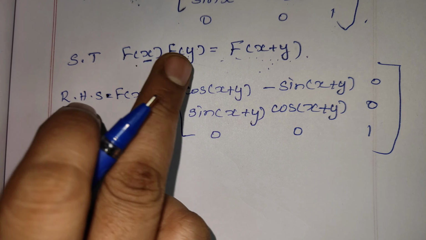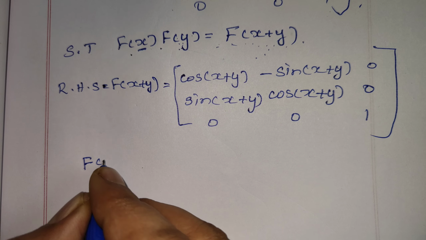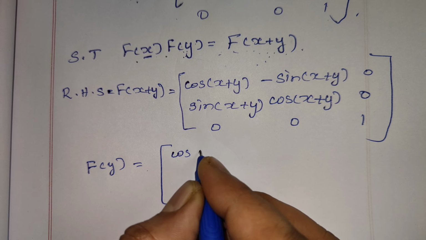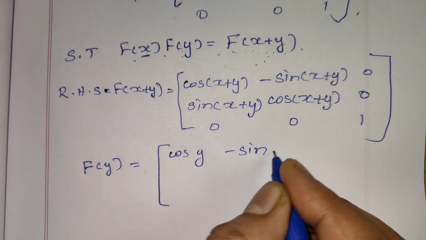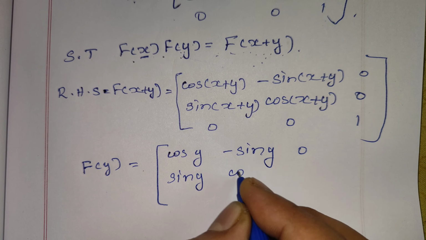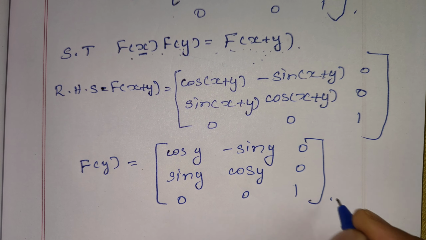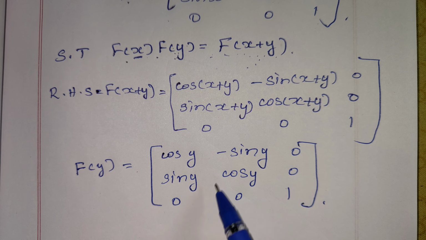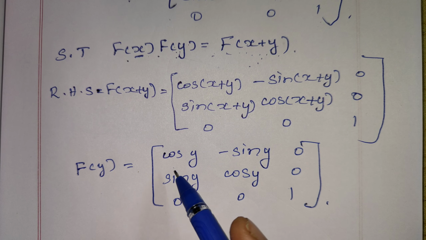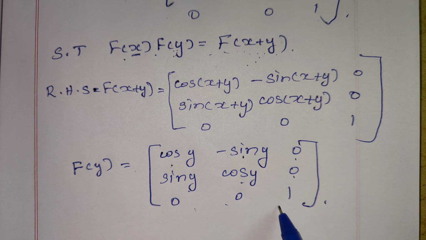LHS equals f of x into f of y. Already we know f of x. So now I write f of y. What is f of y? We have to replace x by y. That is cos y, minus sin y, then 0; sin y, cos y, 0; 0, 0, 1. While writing the entries of matrices, we have to check once whether we are correct or not. We verify that cos y, minus sin y, 0; sin y, cos y, 0; 0, 0, 1.